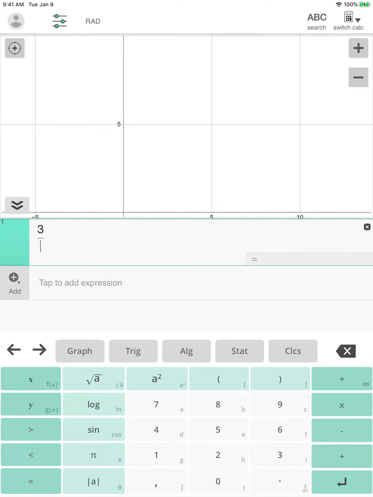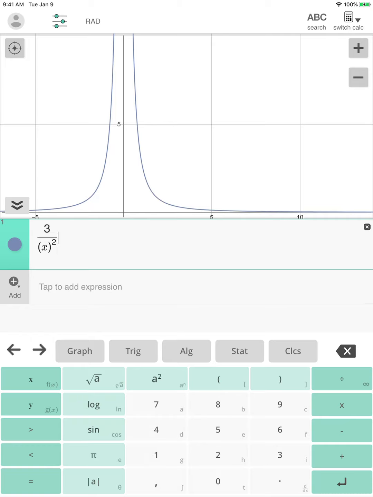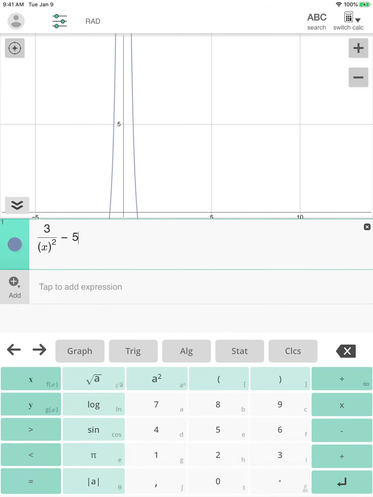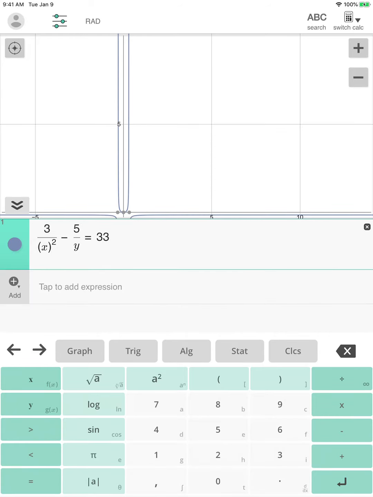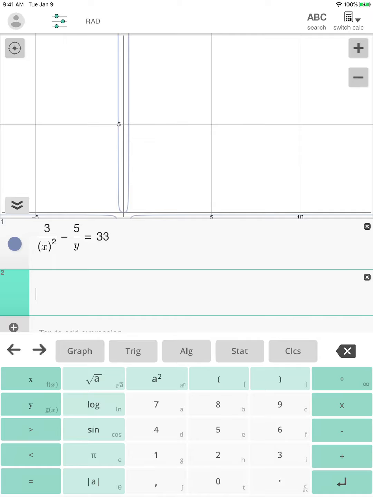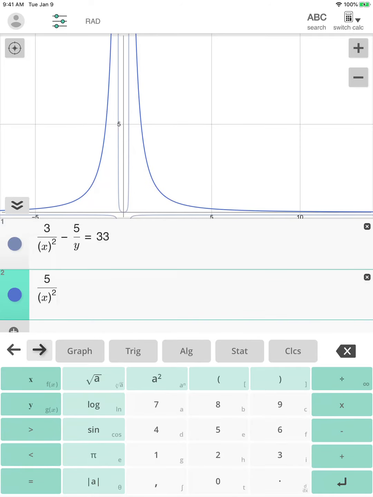So 3 divided by x squared minus 5 divided by y equals 33. And then the other one is 5 divided by x squared plus 1 divided by y equals 83.